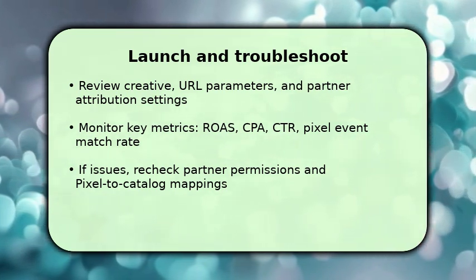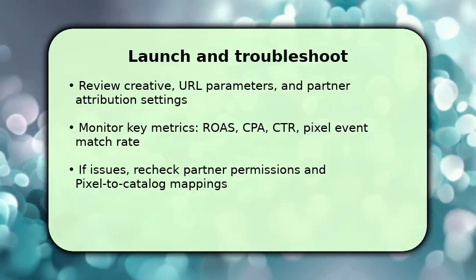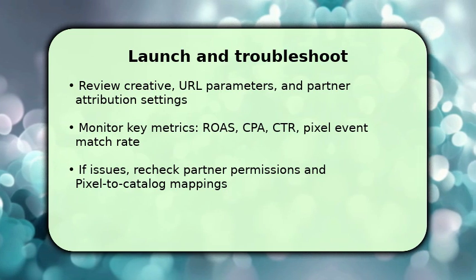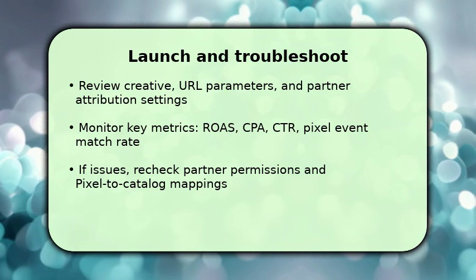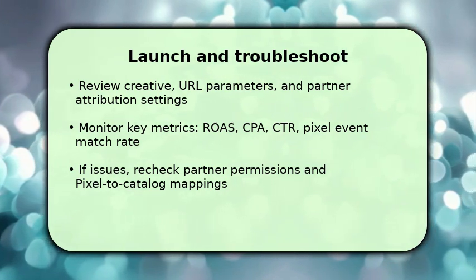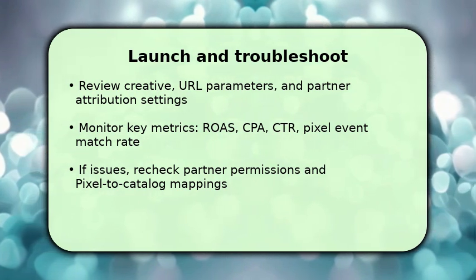If ads don't run or conversions aren't attributed, check partner permissions in business settings and revalidate the pixel to catalog SKU mapping. Mismatches are the most common failure. If billing or access errors persist, contact support with partner ID and campaign ID.